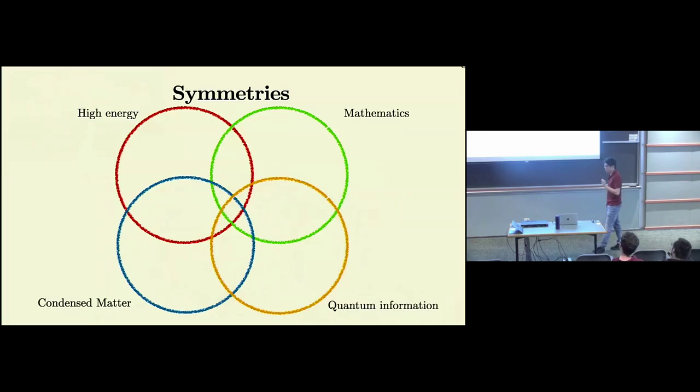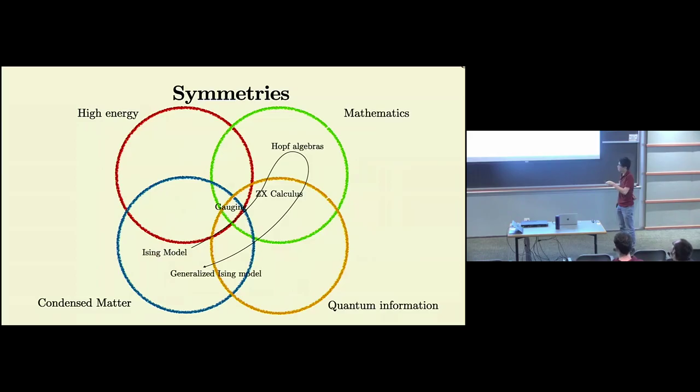Roughly in these 30 minutes, this is the time trajectory. I'm going to start from the Ising model, very simple stuff. Talk about gauging a bit, and then go into this quantum information and mathematics land, talking about something called ZX calculus, and eventually get all the way to Hopf algebras. Hopefully I'll make it back in time to talk about a generalized version of the Ising model based on these Hopf algebras.